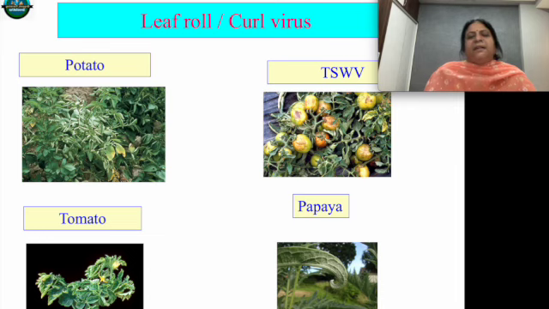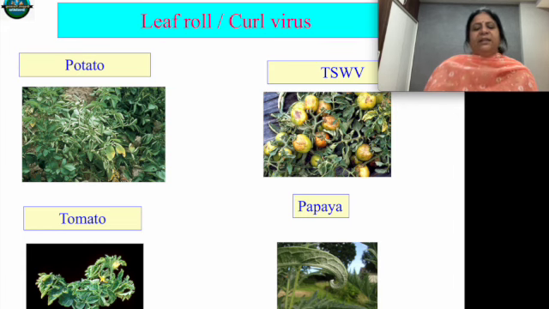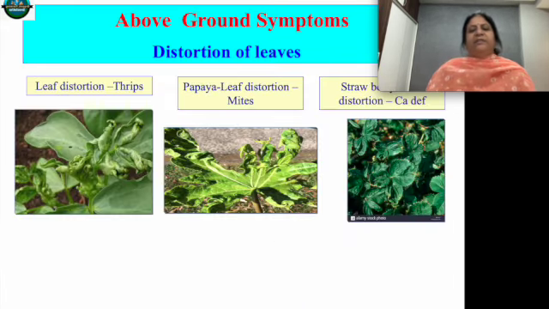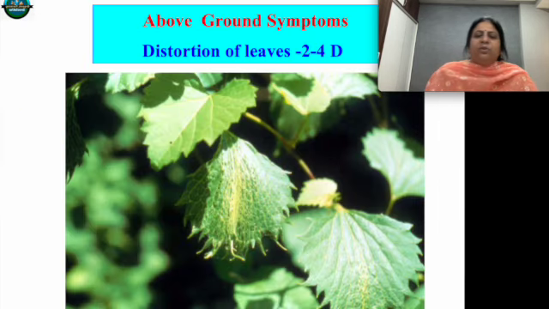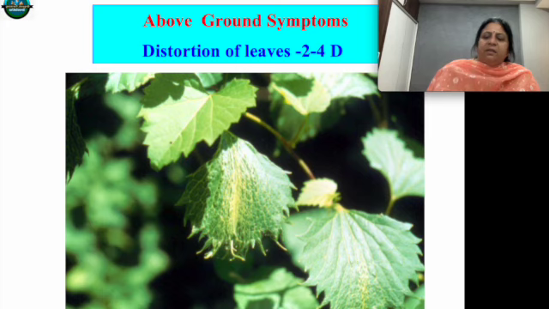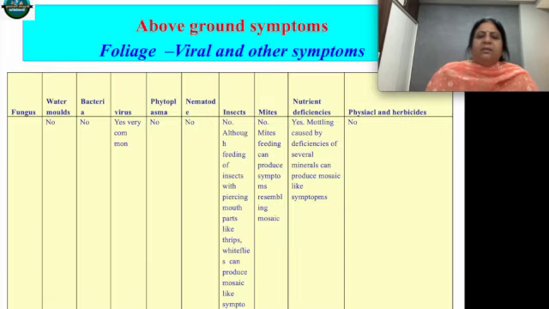Mostly the viral curls can be easily identified. Otherwise, the leaf can be held against the sunlight, then easily it can be identified. The distortion of the leaves. There are so many reasons for the distortion of the leaves. You can see distortion, how it happens.